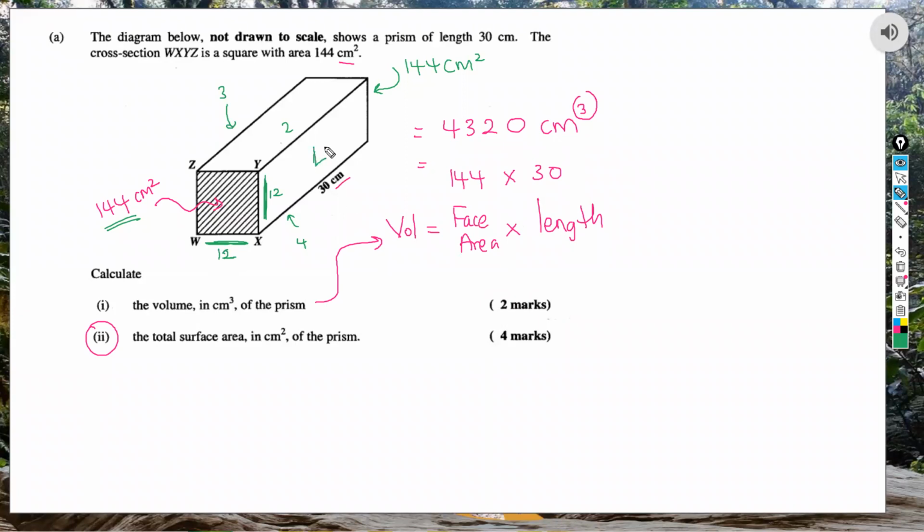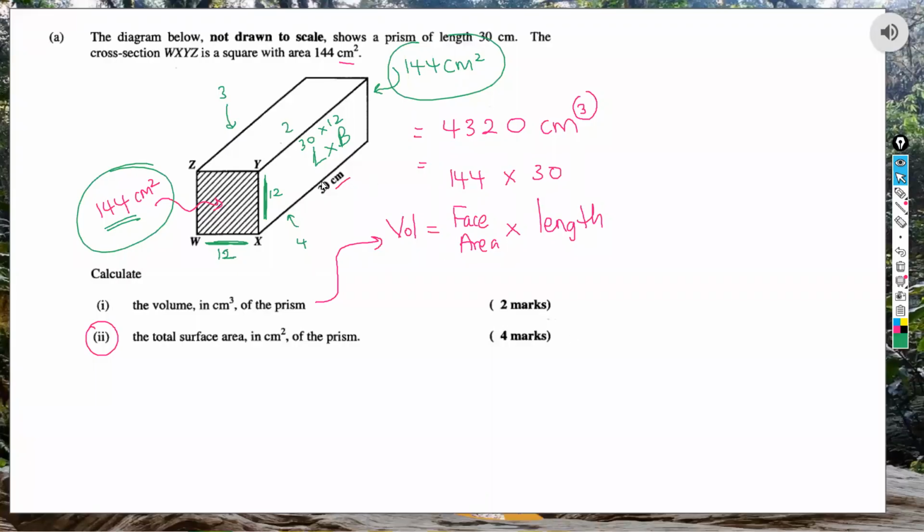The area of a rectangle is length by breadth. We have the length and we have the breadth. 30 by 12, and it's 4 of them. So when you find the area of the rectangle, multiply by 4, then add the two squares. That will be the area of all the faces, the total surface area. So send the answer across for that one.